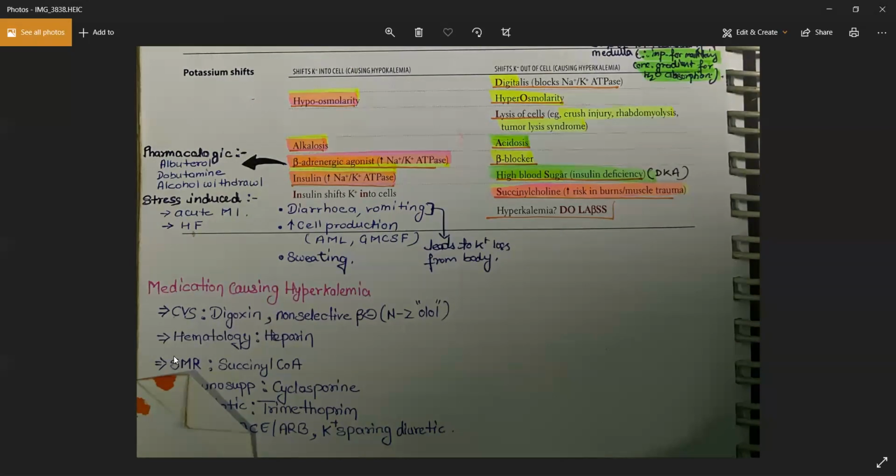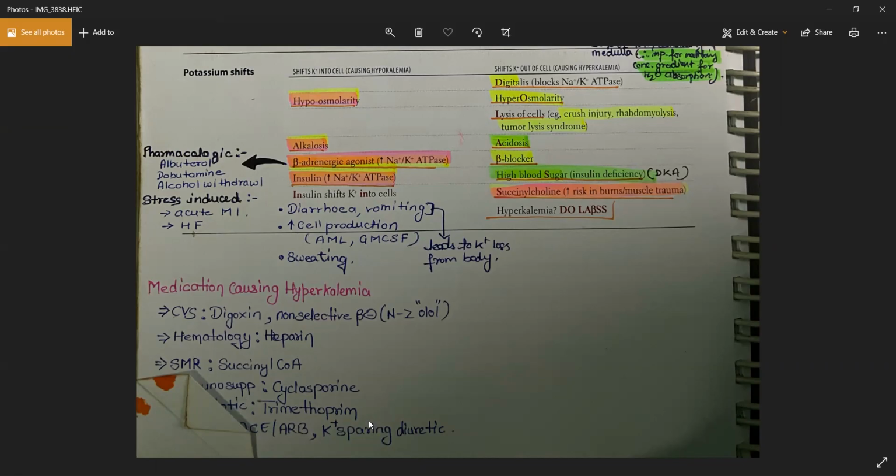Then the skeletal muscle relaxants like succinylcholine can cause hyperkalemia by activating the potassium channels. Cyclosporine can also cause hyperkalemia. Trimethoprim can cause hyperkalemia. And what is this trimethoprim?